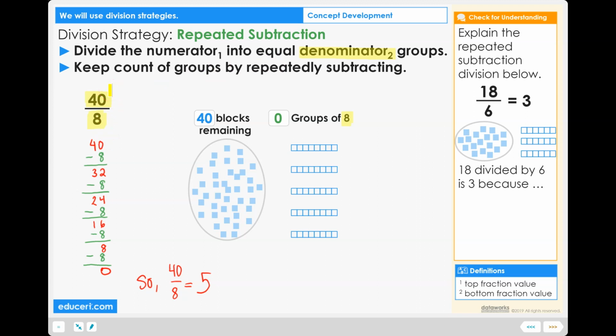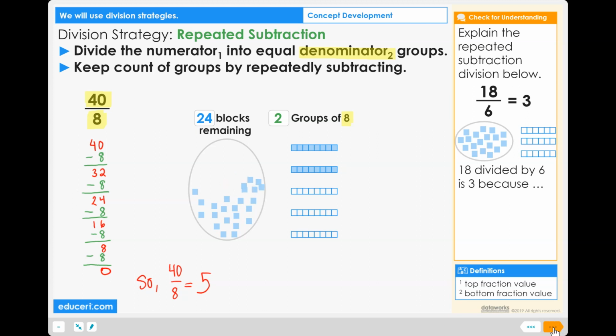So if you have 40 and you want to break 40 into groups of 8, 40 blocks, and 8 of them are going to be sent to the first group of 8. So now we have 32 blocks on the table and we have one group of 8. Let's do it again. Let's take another 8 blocks, make another group. Now we have 24 blocks left on the table and 2 groups of 8.